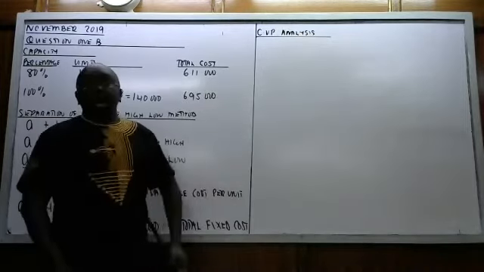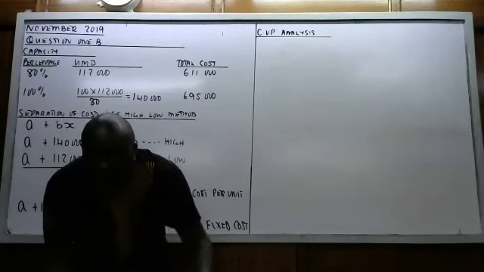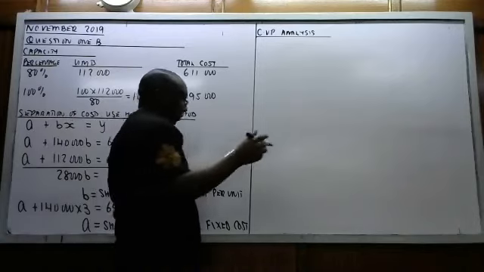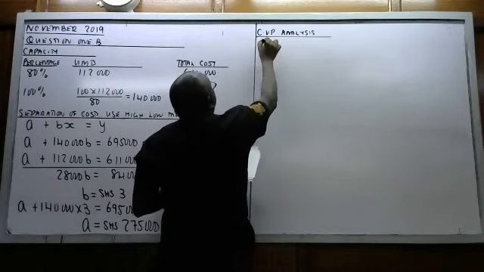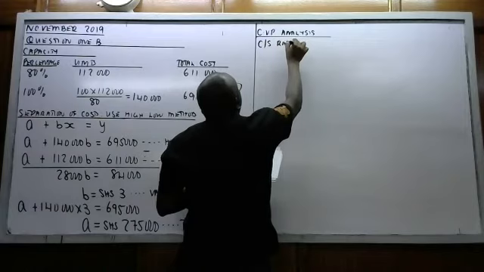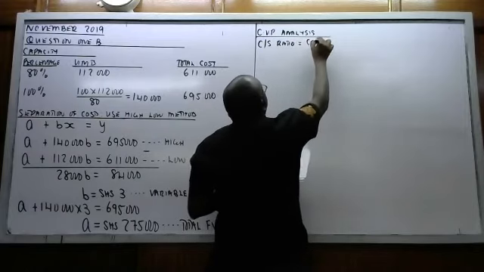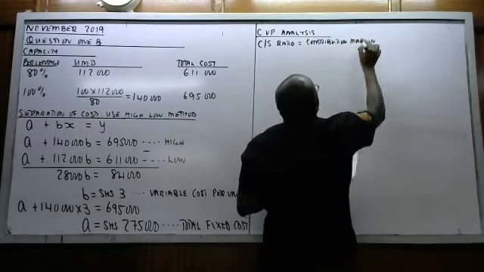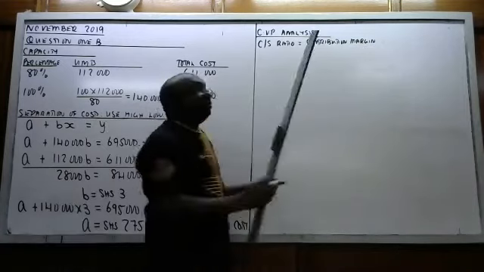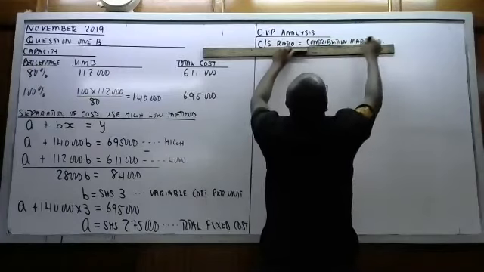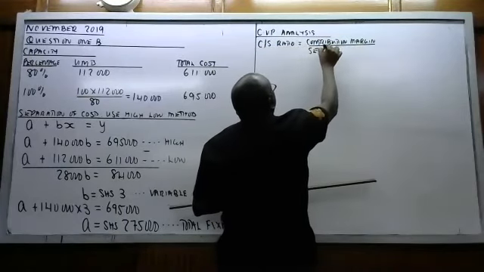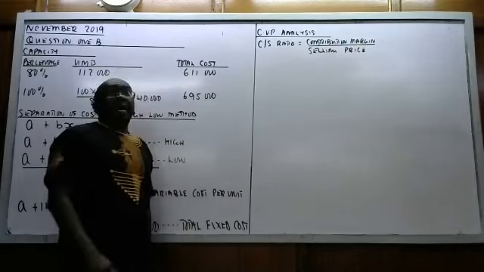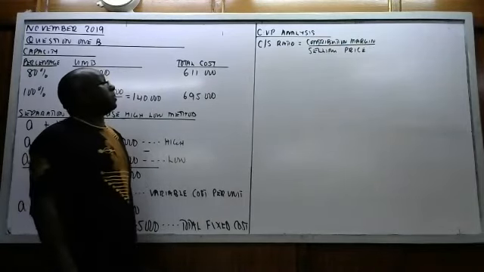Now, for us to be able to answer that question, we will need to use the knowledge of contribution to sales ratio. Contribution to sales ratio is given as contribution margin divided by selling price. That is how we get the contribution sales ratio.